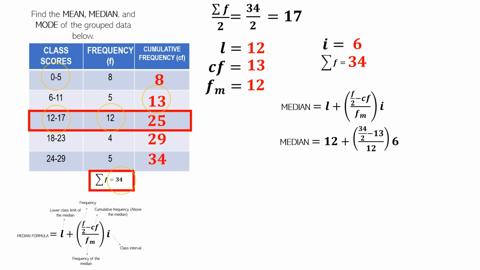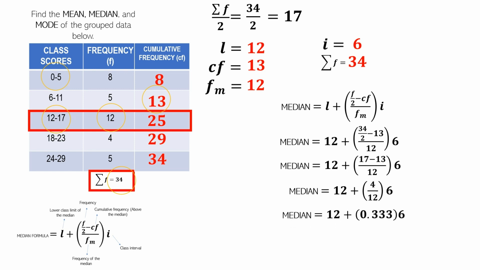Substitute the corresponding values in the given formula. Simplify using the MDAS rule. We have 34 divided by 2 is 17. 17 minus 12 is 5. Then, 5 divided by 12 is 0.333. 0.333 times 6 is 1.998, and 12 plus 1.998 is 13.998. Therefore, the median is 13.998.